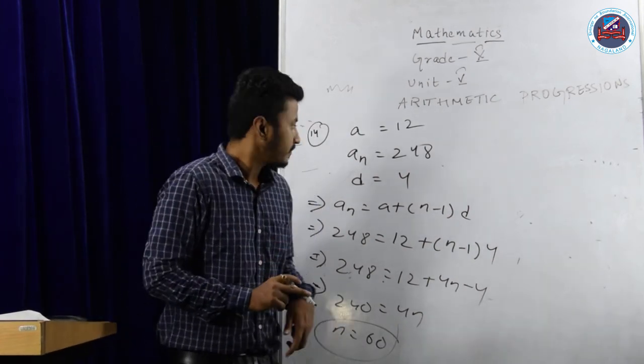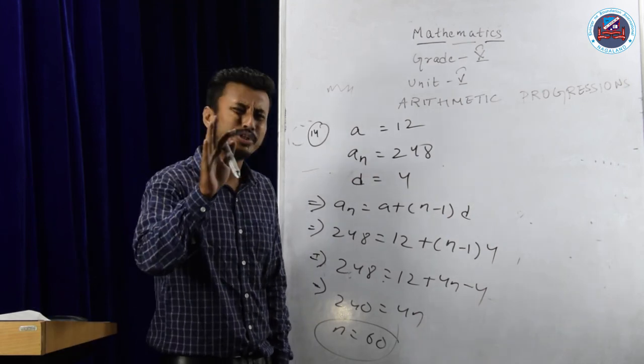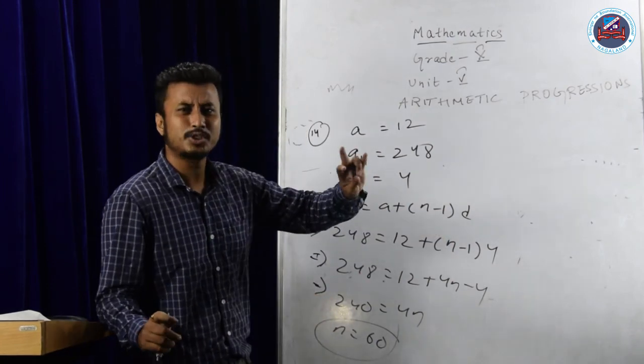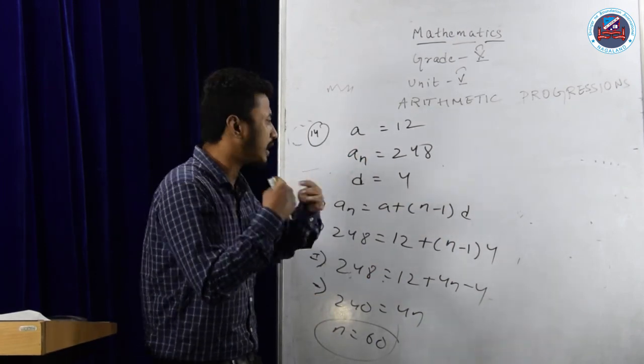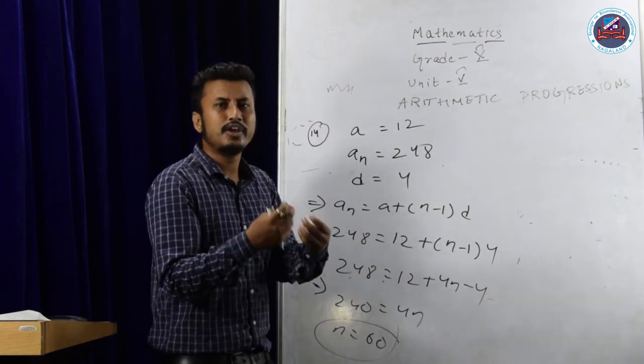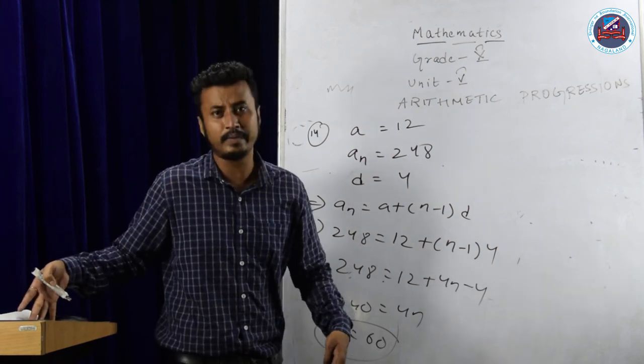Now guys, look here. There are around 5 or 6 questions which I have not touched here. Questions are the same. Their basic formula is An equals A plus N minus 1 D. How you are going to apply this formula to the question, you try to think a little. If you think, you can easily solve all of the questions. If you are getting stuck, please contact me.